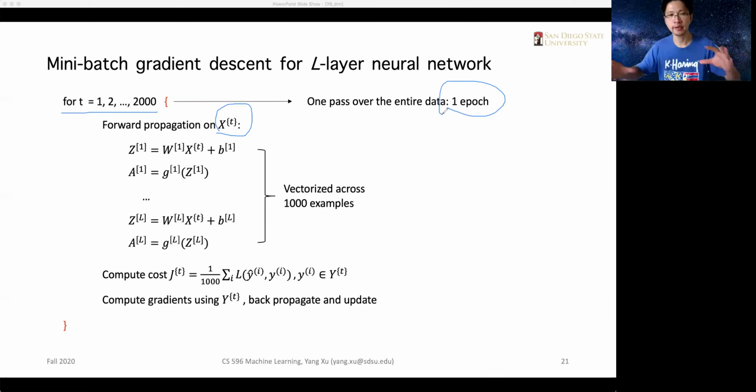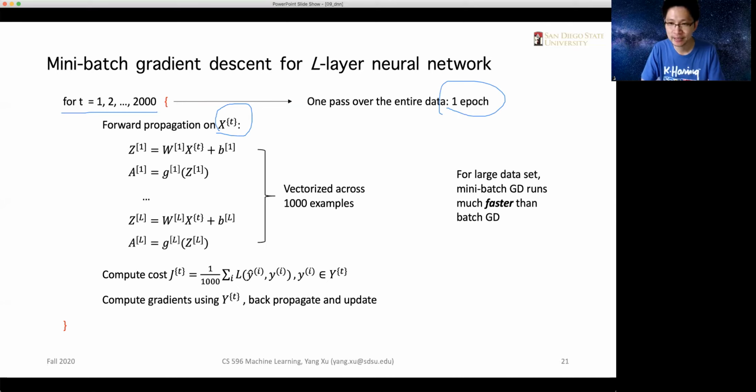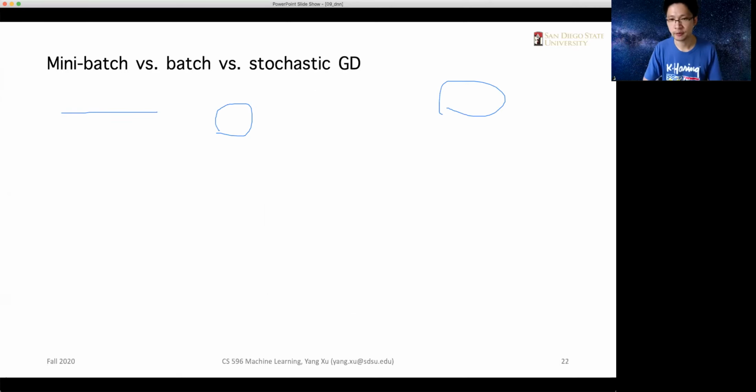So for large data sets, we keep in mind that mini batch gradient descent runs much faster than batch gradient descent. And actually, batch gradient descent, where people put everything into one batch, is not practical and is not common at all. Okay.